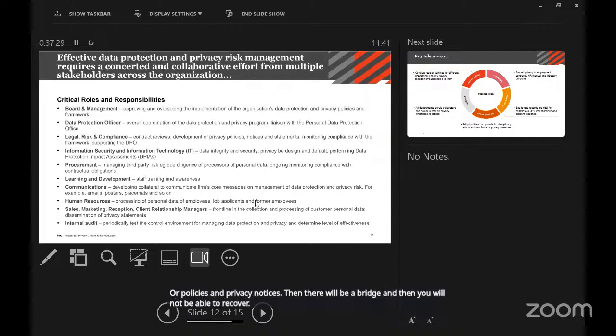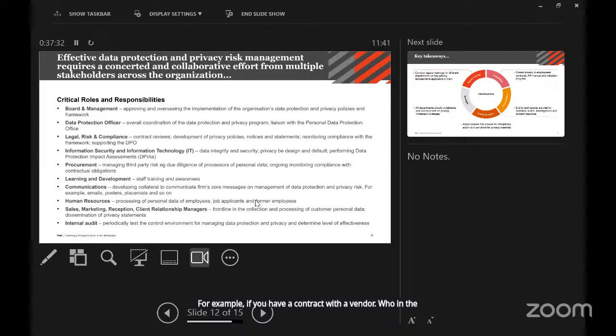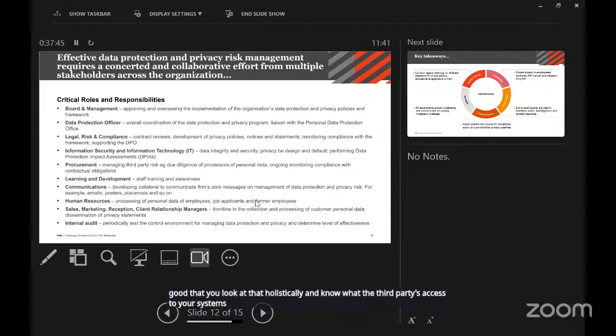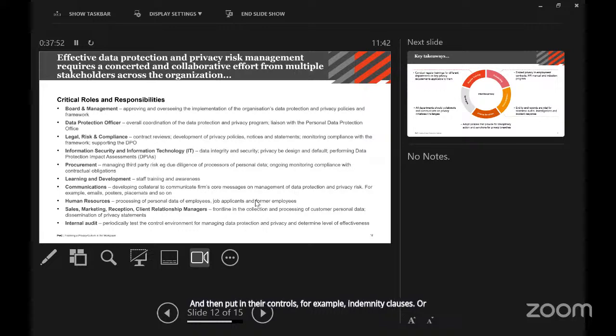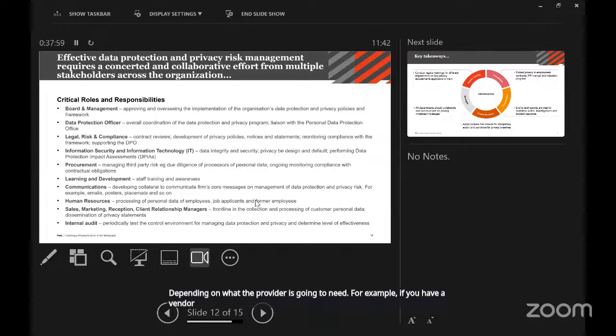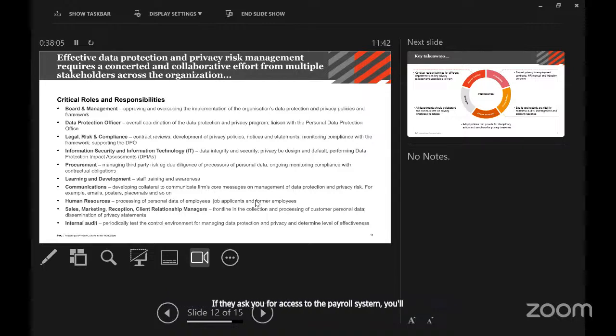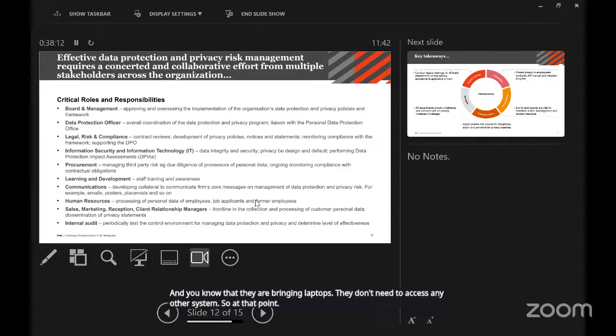For example, if you have a contract with a vendor who in the contract mentions that they will need to access your systems in order to deliver their services. As a legal risk and compliance team, it's good that you look at that holistically and know what the third party's access to your systems will cost the organization or benefit the organization. And then put in their controls, for example, indemnity clauses or restrictions to the scope of access, depending on what the provider is going to need. For example, if you have a vendor coming in to provide laptops, if they ask you for access to the payroll system, you definitely know there's a problem there. And you know that they are bringing laptops. They don't need to access any other system. So at that point, remove such a clause and make sure that the clauses in the contract relate to the work that's going to be done.